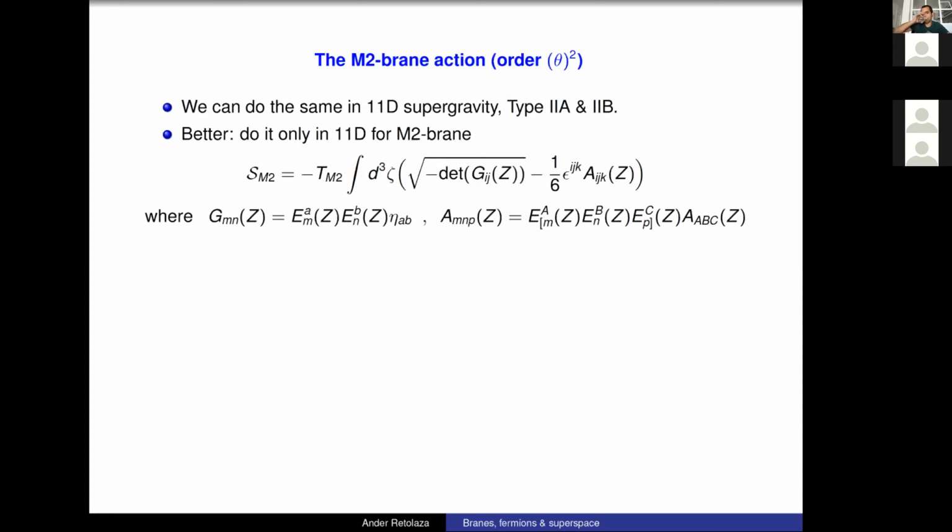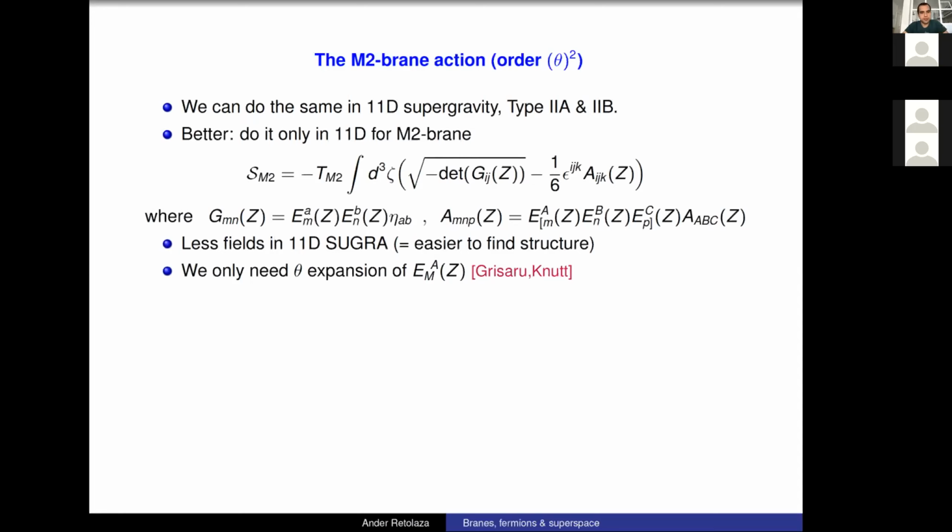If you remember, this is the M2 brane action. We built the action using the super Vielbein, which appears here, as well as the 3-form superfield. Now, why do we want to do this first in 11-dimensional supergravity, and then do dimensional reduction and T-duality? Well, first of all, in 11-dimensional supergravity you have fewer fields, and this makes things way easier. Calculations are going to be cleaner, and therefore it's going to be easier to find any sort of structure in the action.